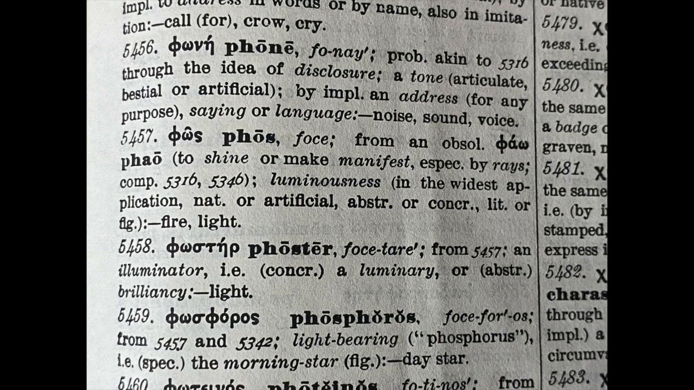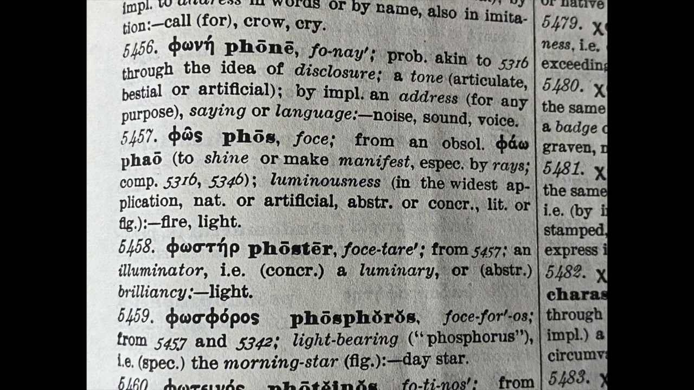So how do we understand this entry? First, we have the identifying number 5457. Second, as I said, we have the word as it's spelled in the Greek language. Third, we have how the word would be spelled in English, called a transliteration. Fourth, we have the phonetic key, in other words, how the word would be pronounced in English. Fifth, we have where the word comes from.